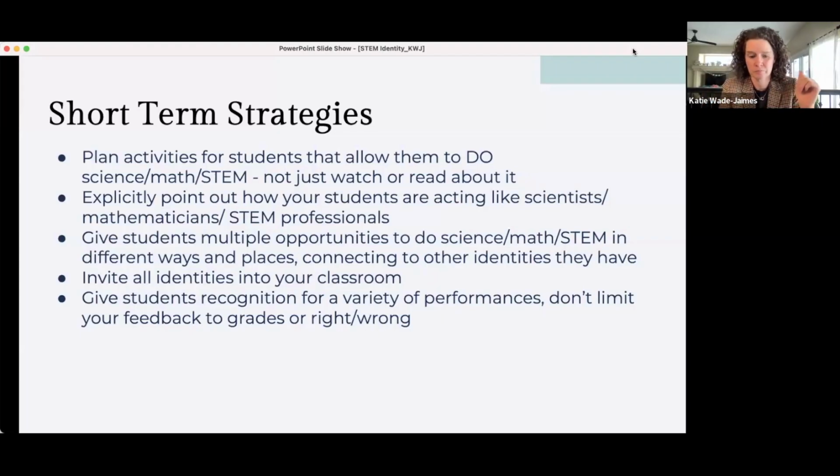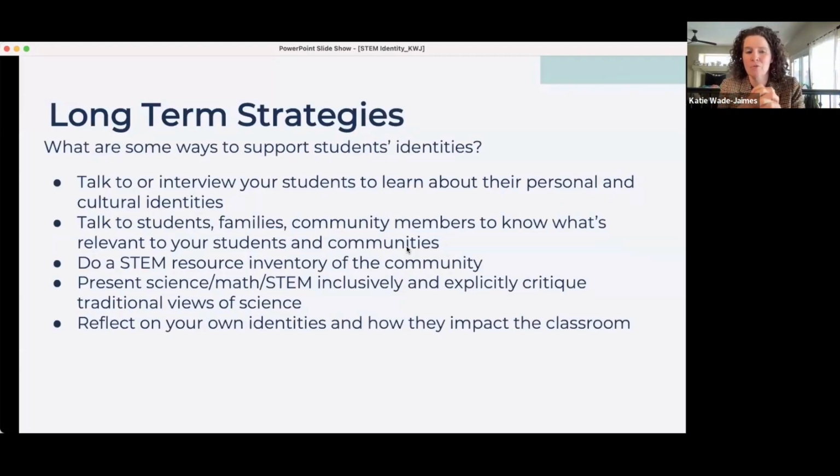When we think then about more long-term strategies, really talking to or interviewing your students to learn about those other identities. We can't incorporate those identities into our classrooms if we don't know what they are, right? If we don't know what's valuable to them. And similarly, when you talk to students, also think about families and community members, to know what's relevant to them, what's important, what are the issues and challenges that they would like to address using science.